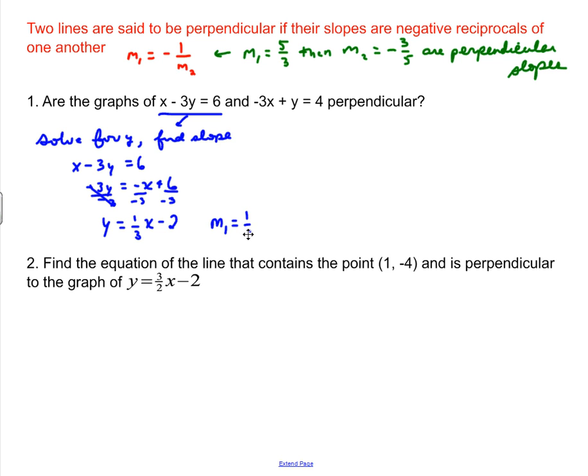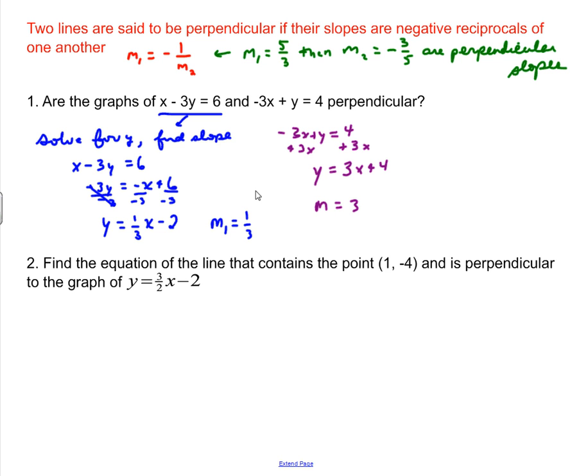Let's take a look at the second equation and do a similar sort of project. We're going to take negative 3x plus y equals 4. We're going to add 3x to both sides this time. So y is equal to 3x plus 4. All right. So what is our slope here? The slope here is positive 3.